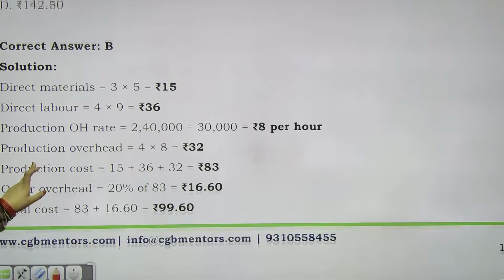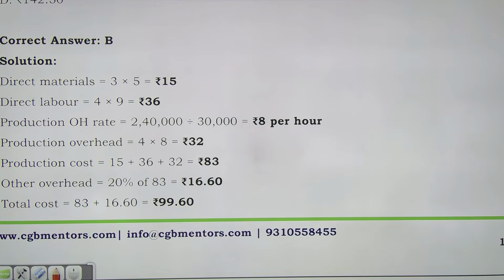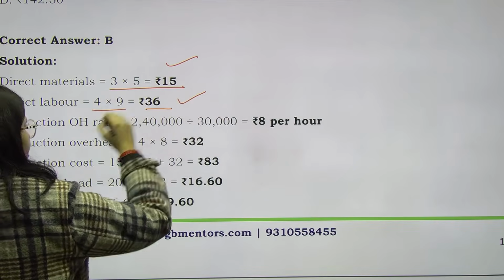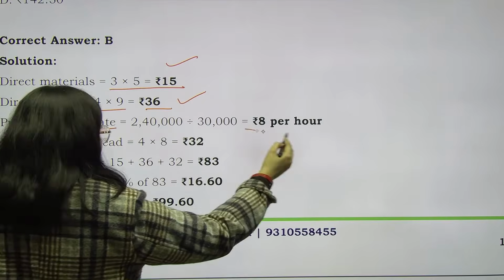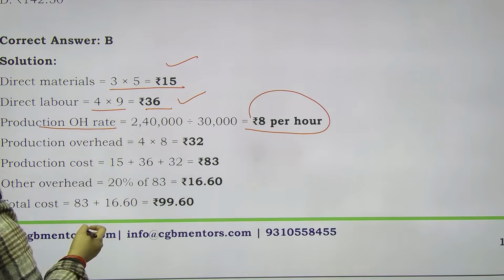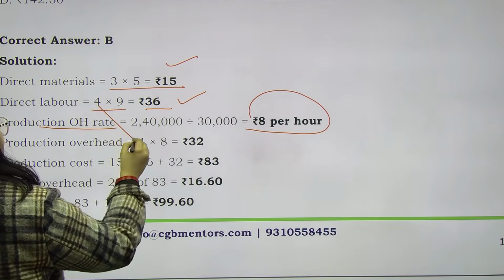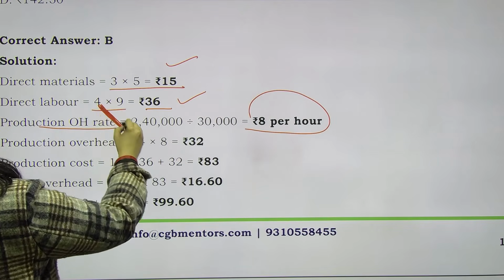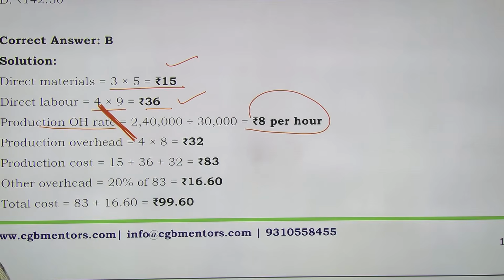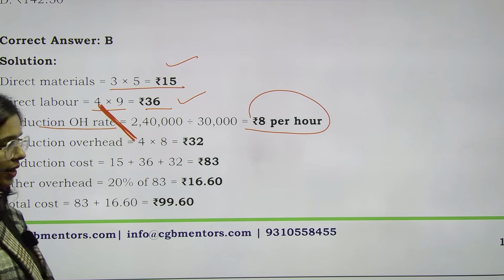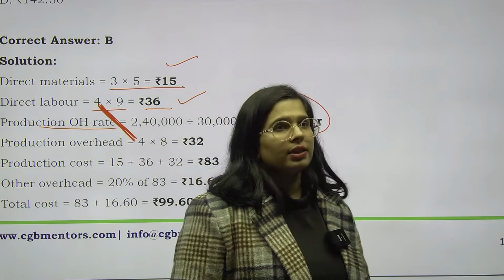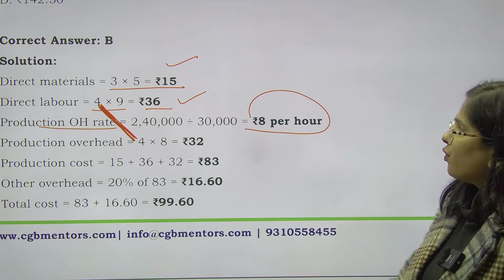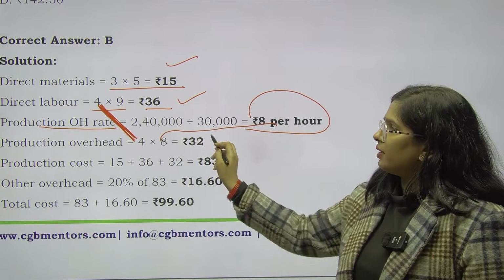Now let's have a look. Have I calculated the direct material? Yes. Have I calculated the direct labor? Yes. What is the production overhead rate? 8 per hour as I have told you. So what is going to be the production overhead? Use the labor hours because that is the amount of time your production has gone. Whatever hours laborers have worked for, this is the number of hours our factory has run. So that is why 4 hours multiplied by 8 per hour, 32 rupees.